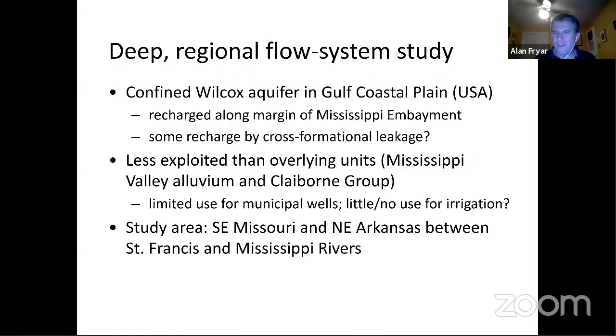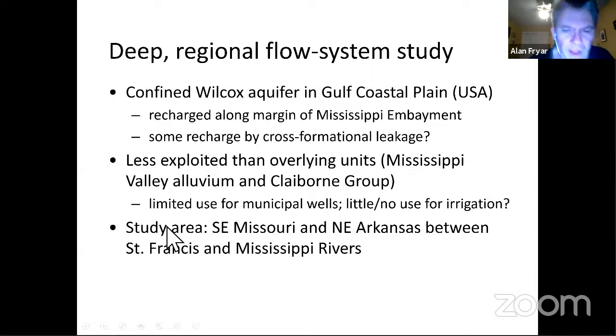It's possible that there is some recharge away from the margin by downward cross-formational leakage, but numerical modeling indicates there's not much. There is a superficial unconfined aquifer, and then beneath that, a confined aquifer. The Wilcox is the second confined aquifer. And so because it is deeper than these other two, it is not pumped as much. Whereas particularly the Mississippi Valley alluvium is used a lot for irrigation.